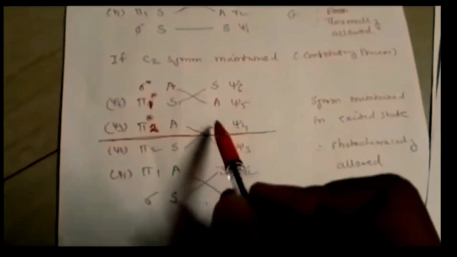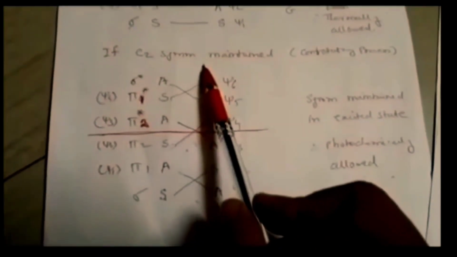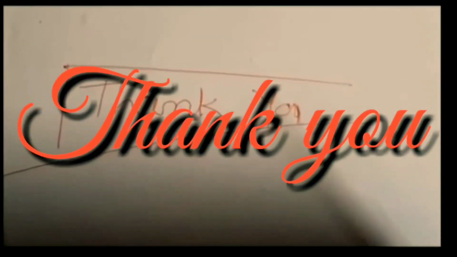Thus the only possibility is that symmetry is maintained in the first excited state. Since this is the ground state and this is the excited state, here symmetry matches in the first excited state, that's why this reaction is photochemically allowed. So it is treated as photochemically allowed and thermally forbidden. So in this way, C2 symmetry, that means the conrotatory process, is photochemically allowed. Thank you for watching this video.